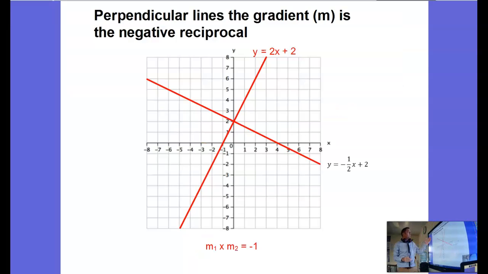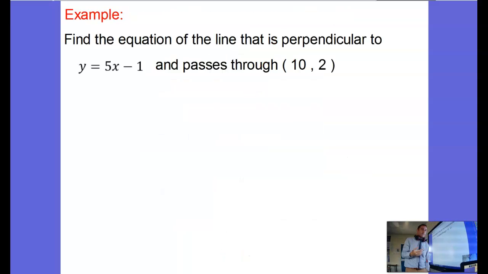Okay. Perpendicular lines, the gradient is the negative reciprocal. Here's an example. y equals 2x plus 2. That has a gradient of 2. And here is a perpendicular line, and it has a gradient of negative 1 over 2. These happen to have the same y-intercept, so they both have a plus 2 on the end there. And it's worth noting that the first gradient times the second gradient is always going to be negative 1. Let's look at applying that in an example.